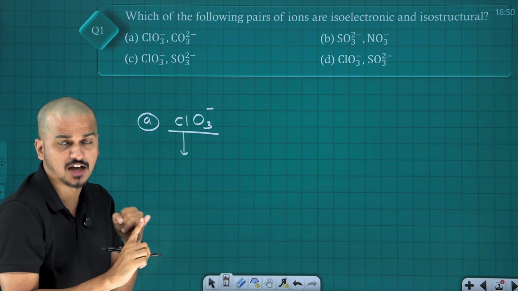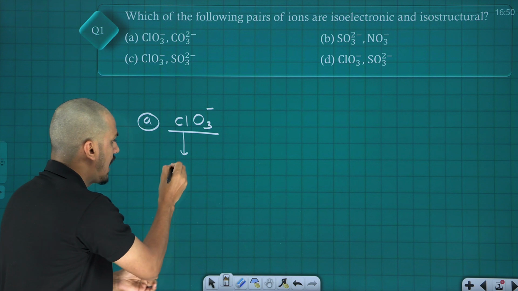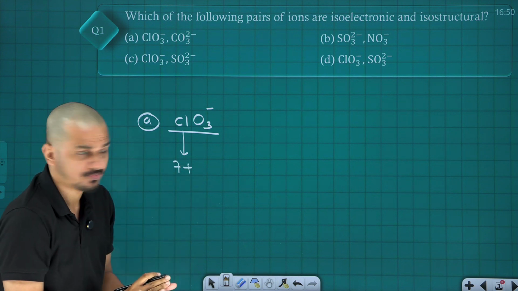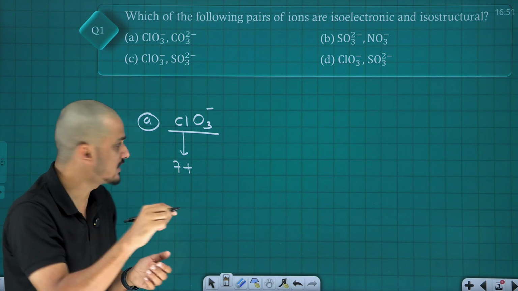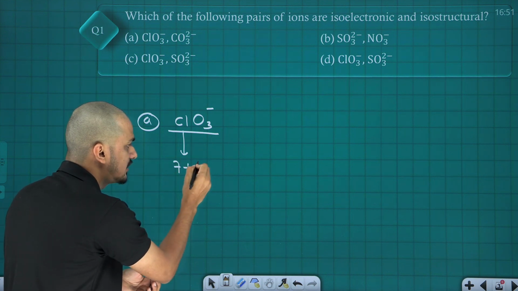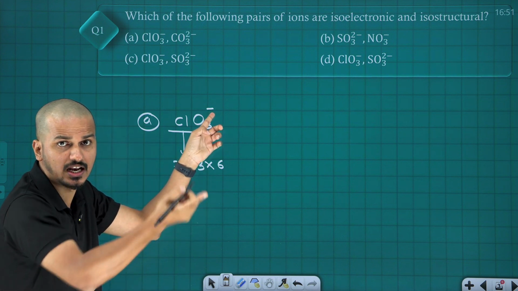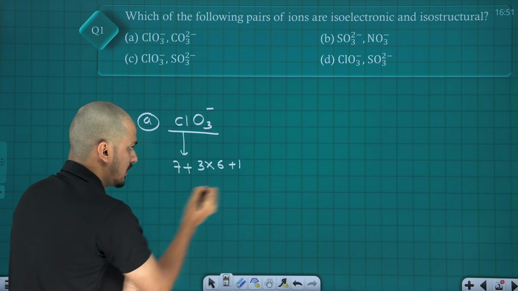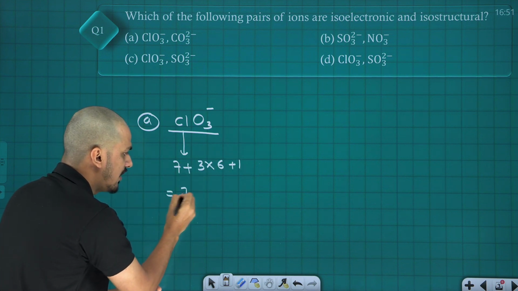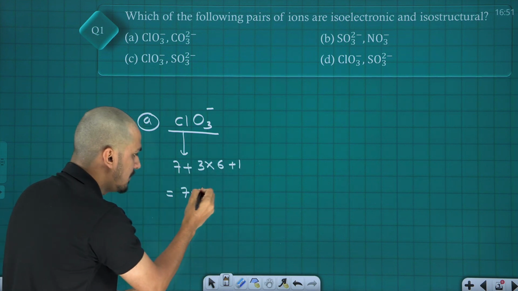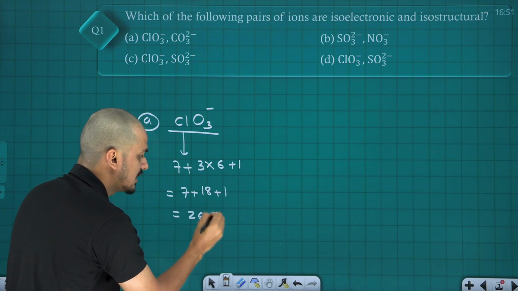In chlorine, atomic number is 17, so electronic configuration is 2, 8, 7. So valence electron is 7. Plus oxygen, atomic number is 8, so 2, 6. Valence electron is 6. Like that, 3 oxygens are there, 3 into 6. And here minus 1 means 1 electron they gained, so plus 1. If it is plus, we will subtract. So here 7 plus 3 into 6, that means 18, plus 1. Total 26 valence electrons are there.